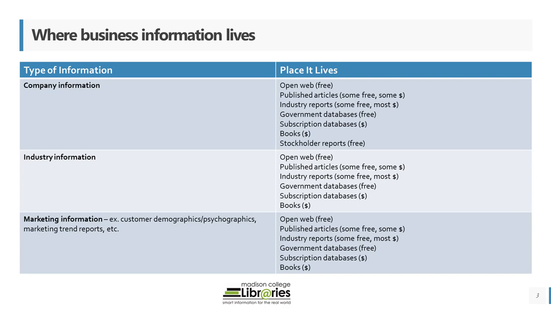When we look at information in this field, it's easiest to think about it as falling under a category. Here are what most would consider to be the top categories: company information, industry information, and marketing information, which might include something like demographics and psychographics of your particular target customer. In the right-hand column, you can get a sense of all the places you might have to search that would hold this information. You'll notice the open free web is listed for each, but sometimes it is just not available there, and you'll have to move on to one of the other types of sources.